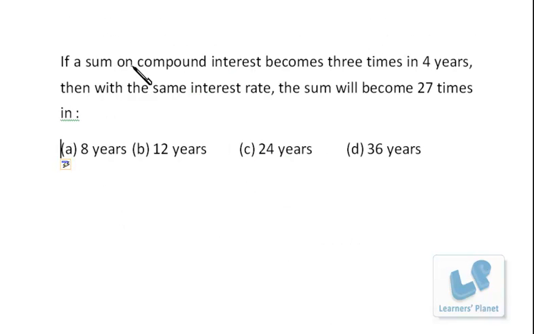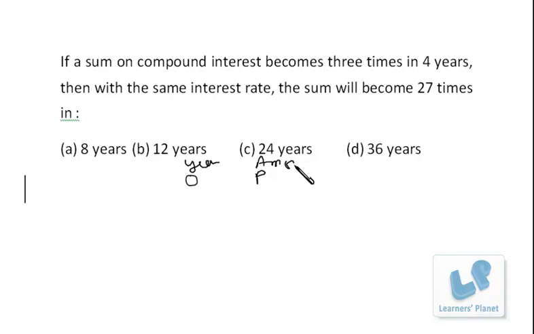Now let's see this question. If a sum on compound interest becomes 3 times in 4 years, then with the same interest rate, the sum will become 27 times in how many years? Friends, compound interest is calculated on proportion basis. Now, how do we calculate that? Just listen to me carefully. Suppose the principal is P. Okay. So, this is 0 year.